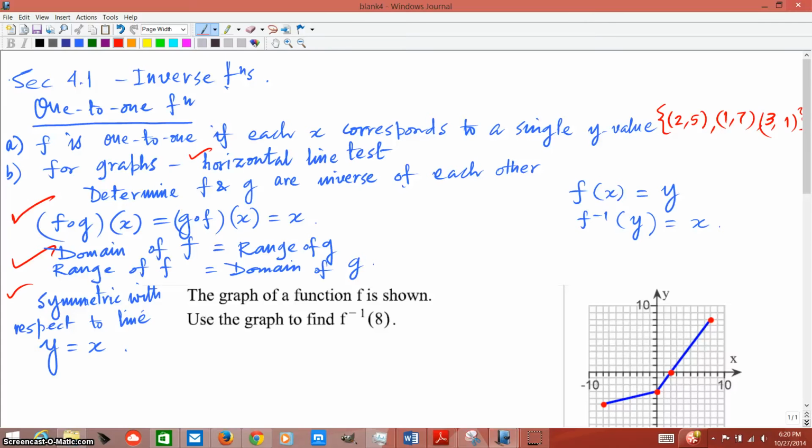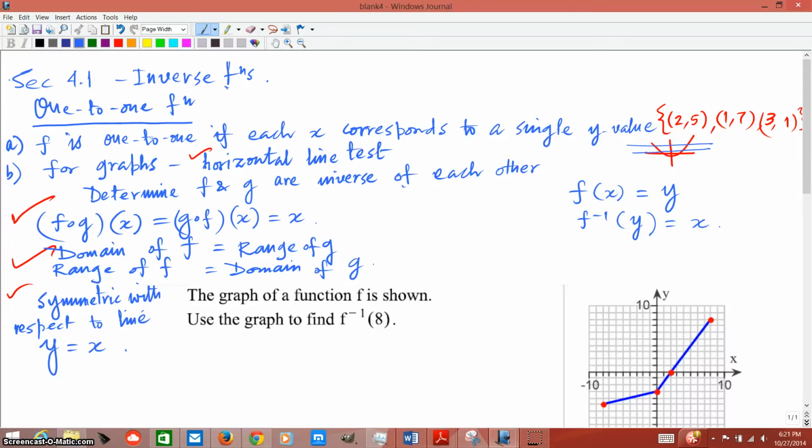And to determine if it's a one-to-one function from a graph, think about a graph maybe like this one. If you want to find out whether it is one-to-one or not, you think about a horizontal line, and if there's any part of the graph that touches more than one point, it fails the horizontal line test. In this case it fails, so it is not a one-to-one function.